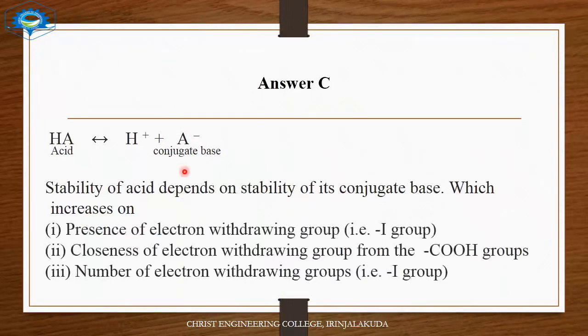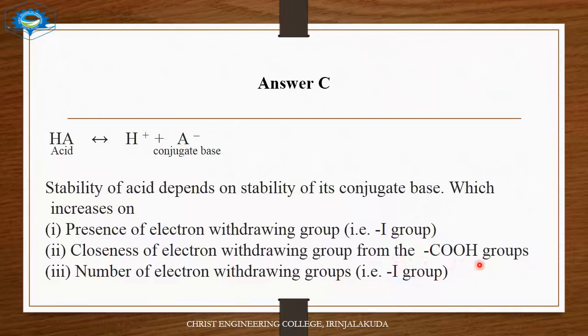And what are the factors that affect the stability of the conjugate base? First one, presence of electron withdrawing groups. Minus I groups, like chlorine and bromine, are electron withdrawing groups. The presence of electron withdrawing groups increases the conjugate base stability, so with such groups the acid becomes stronger.